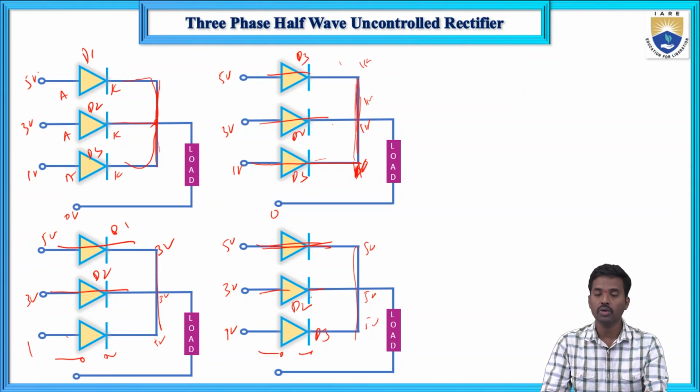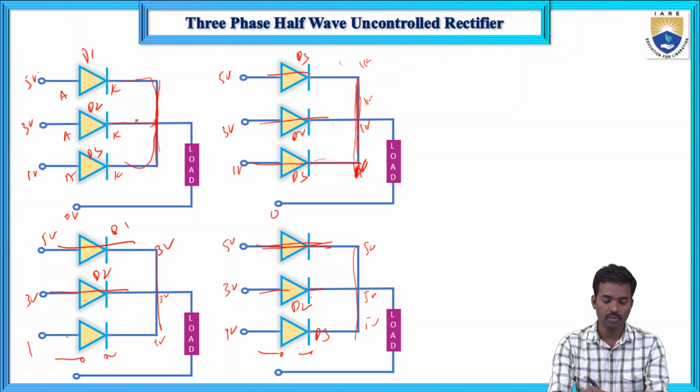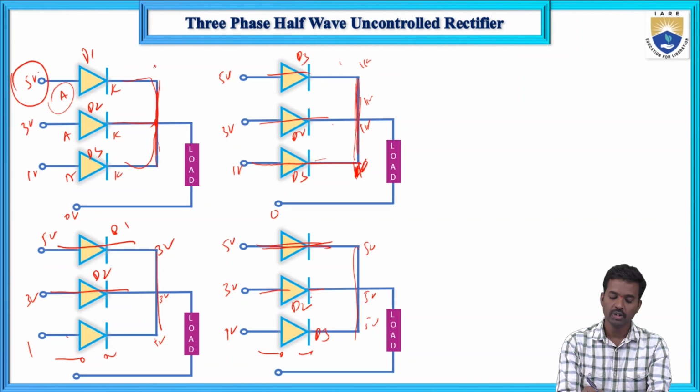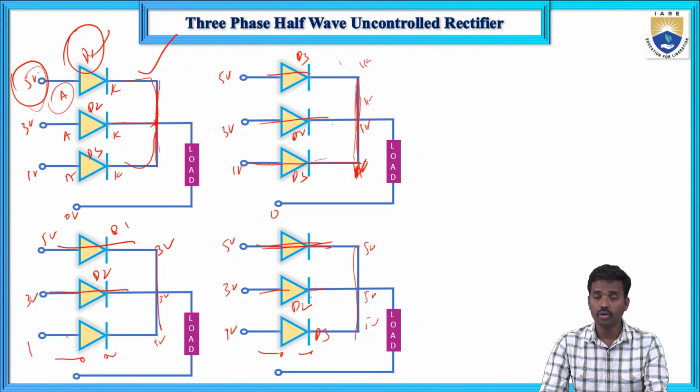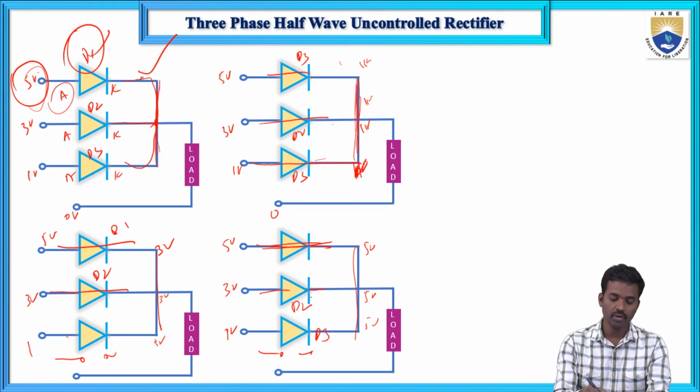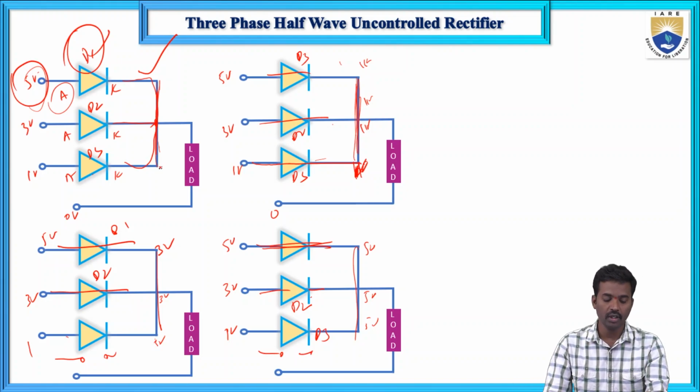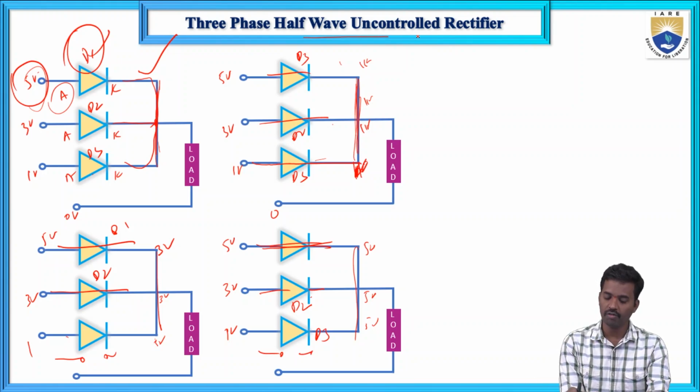Here two or more diodes, here three diodes, are connected in a common cathode configuration. The diode whose anode potential is maximum will conduct. In this configuration, D1 will conduct because its anode potential is maximum compared to D2 and D3. So if two or more diodes are connected in a common cathode configuration, the diode whose anode potential is maximum will conduct first. We will use this concept in the three-phase half-wave controlled rectifier.